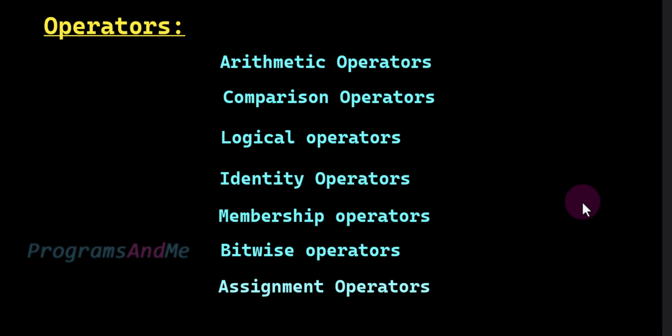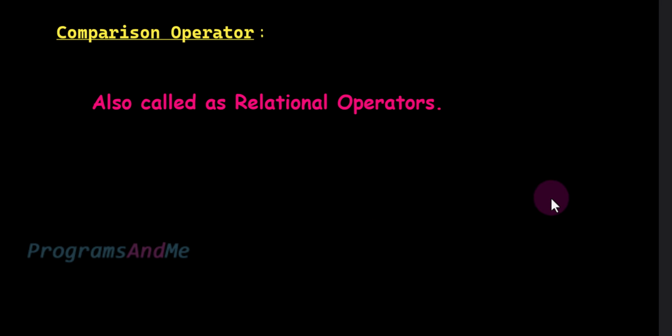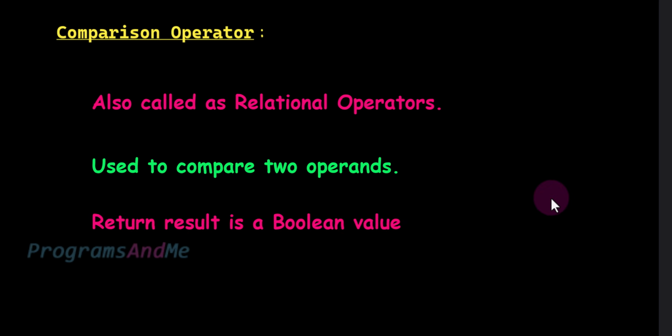We were discussing operators, and in the previous tutorial we discussed arithmetic operators. Next, let's talk about comparison operators. These operators are also called relational operators. Comparison operators are used to compare two values or two operands, and based on the operation, this operator will return a Boolean value, true or false. So the return result of a comparison operator is true or false, a Boolean value.